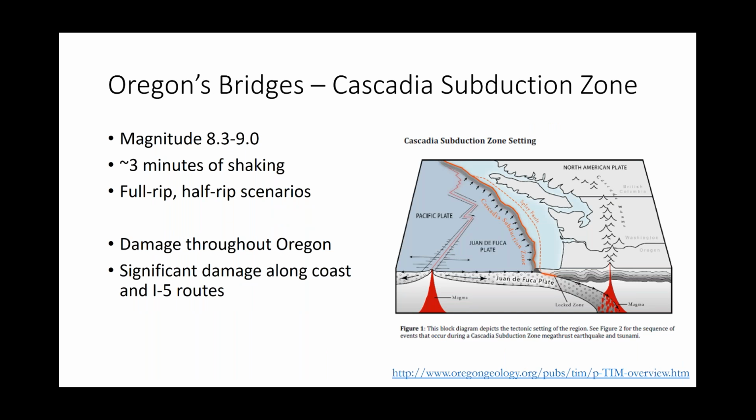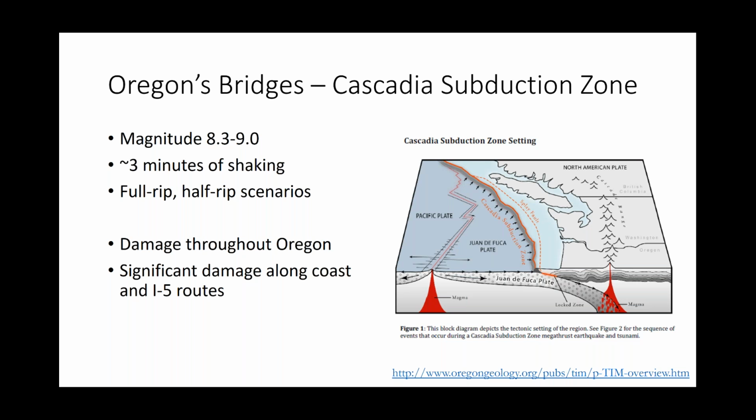So a little bit on the Cascadia Subduction Zone earthquake. There are really two scenarios. There's a full rip, which we've got off the coast here, the Juan de Fuca plate sliding beneath the North American plate. And roughly every 300 years, there's a substantial slip in that fault.